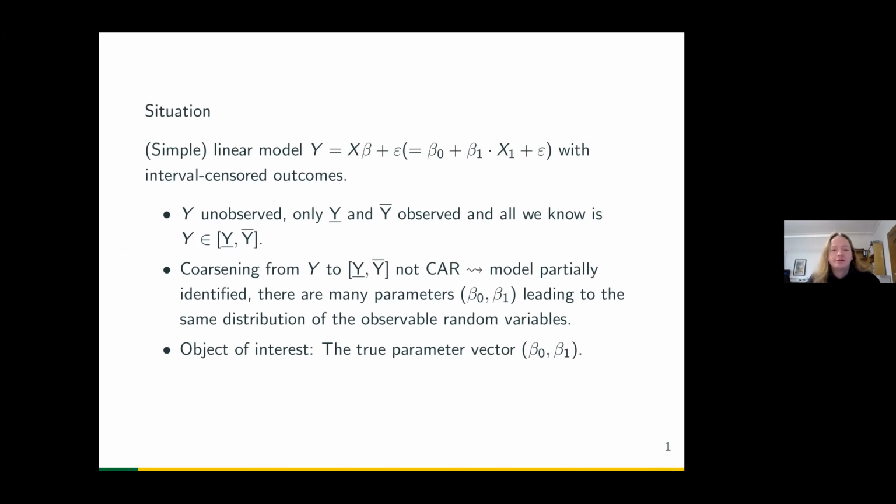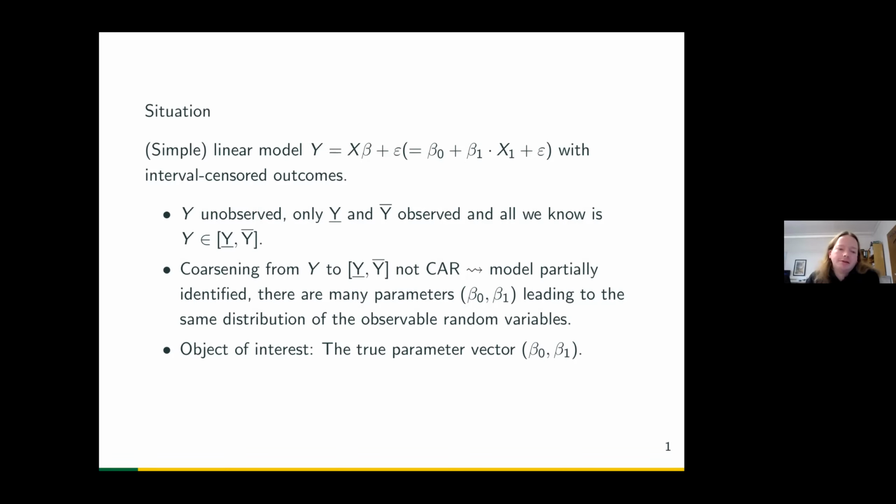So the basic situation is the following. We have, for simplicity, a simple linear regression model, so y equals X beta plus epsilon. This big X is here a matrix, the design matrix. Or if you write it completely, y is intercept beta 0 plus a slope beta 1 times one covariate x1 plus an error term. In the sequel, we will focus on the slope parameter. And in the classical case, you can estimate this beta consistently, for example, with the method of least squares.